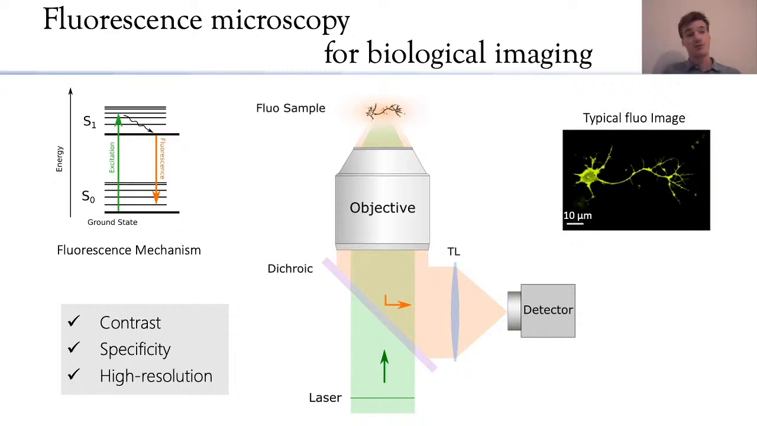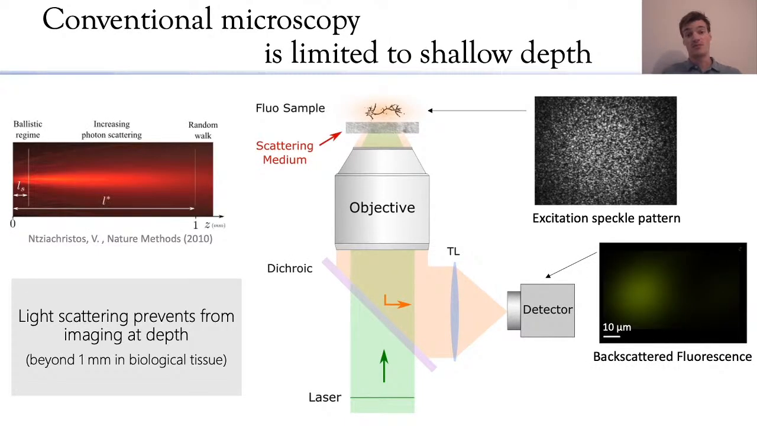The problem is that if you want to apply the same thing in depth, after a few millimeters of tissue, it basically doesn't work. Here on the left, you can see the propagation of a laser beam through biological tissues. Beyond 1 millimeter, you reach the diffusive regime. In this regime, light is completely scattered. You don't have any ballistic light, the light that is normally used in conventional microscopy techniques.